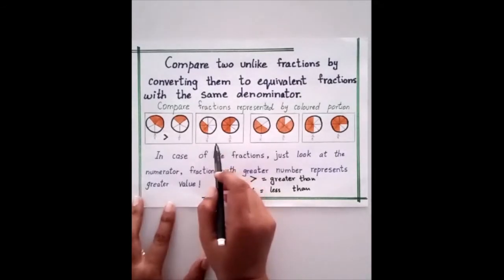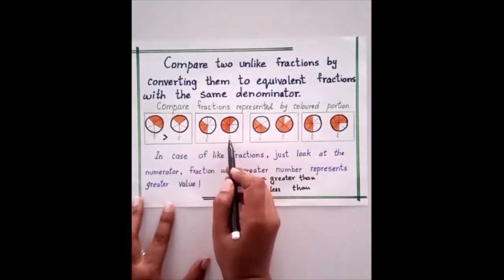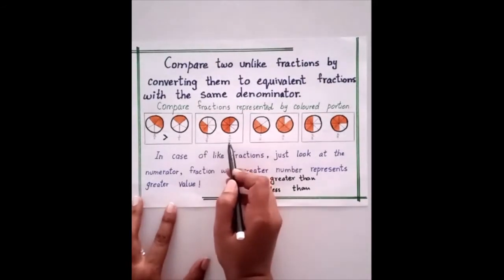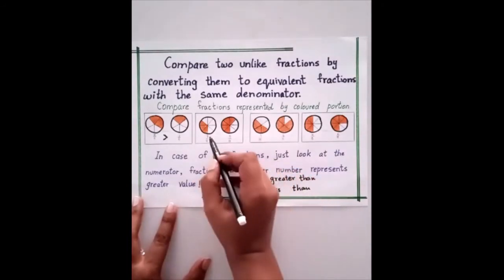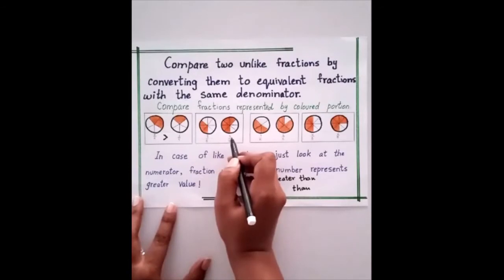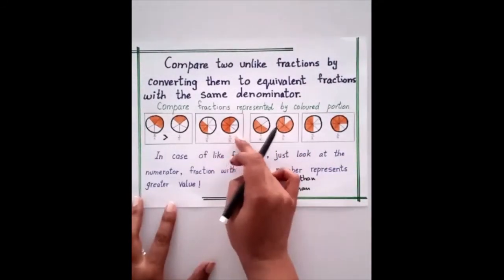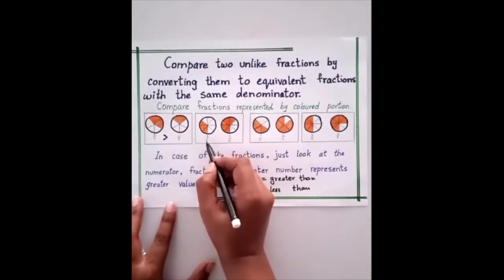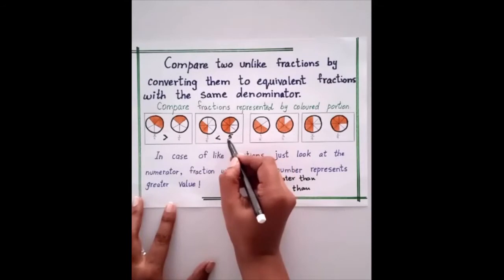In this fraction, you will see 3 upon 8 and 5 upon 8. Denominators are the same, so this is called a like fraction. Now, in like fractions, we will see the numerators, 3 and 5. In 3 and 5, which is greater? 5 is greater. So we write like this: 3 upon 8 is less than 5 upon 8.